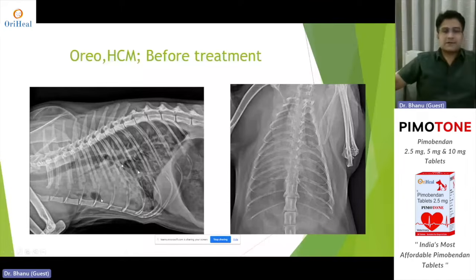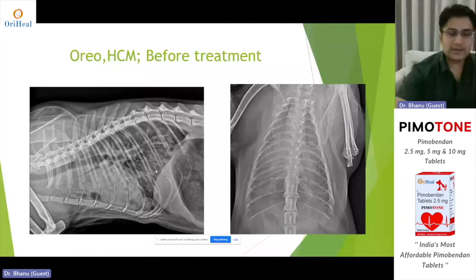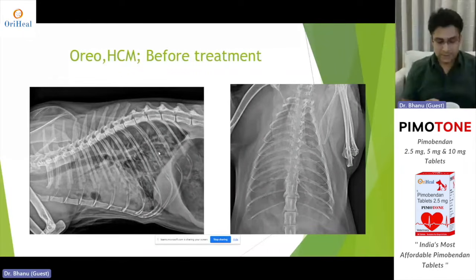So there is a lot of this interstitial alveolar pattern, which we all can appreciate in this lateral view, as well as in the ventrodorsal view. The pulmonary edema comes secondary to the congestive left heart failure in all these HCM cases. And when they come, if you don't give immediate attention, if you don't start the treatment immediately, then it can become a very fatal heart condition.